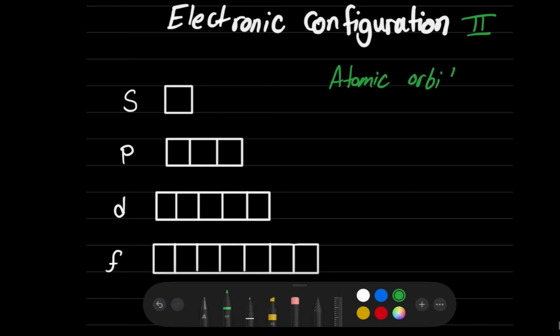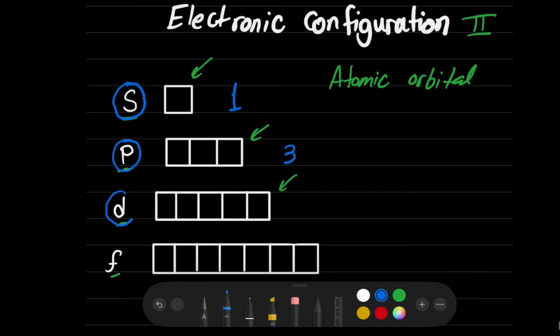The atomic orbital represents those squares in here, and each subshell, like subshell S, P, D, and F, contains atomic orbitals. Keep in mind that the S subshell contains only one atomic orbital, which means one square in here. The P subshell contains 3 orbitals. For D, it contains 5 orbitals. And for F, it contains 7 orbitals.